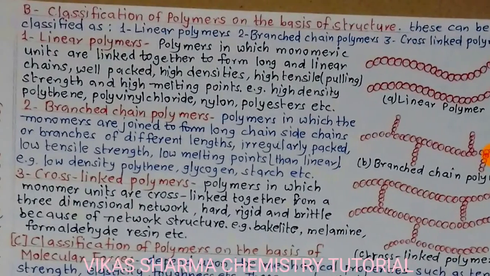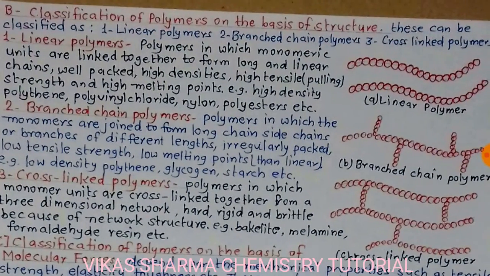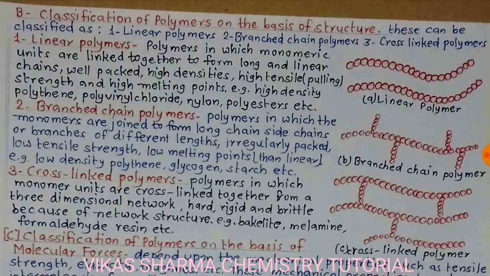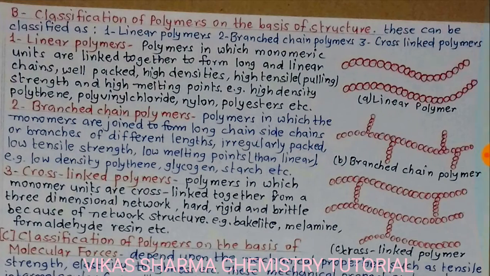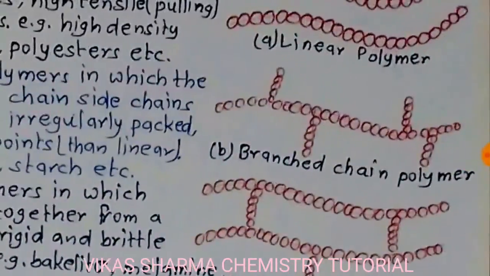Second is branched chain polymer. When branches are formed, the polymer in which the monomers are joined to form long chains with side chains or branches of different lengths, irregularly packed, has low tensile strength and lower melting points than linear polymers. Examples: low density polythene, glycogen, starch, etc. They are considered branched chain polymers.